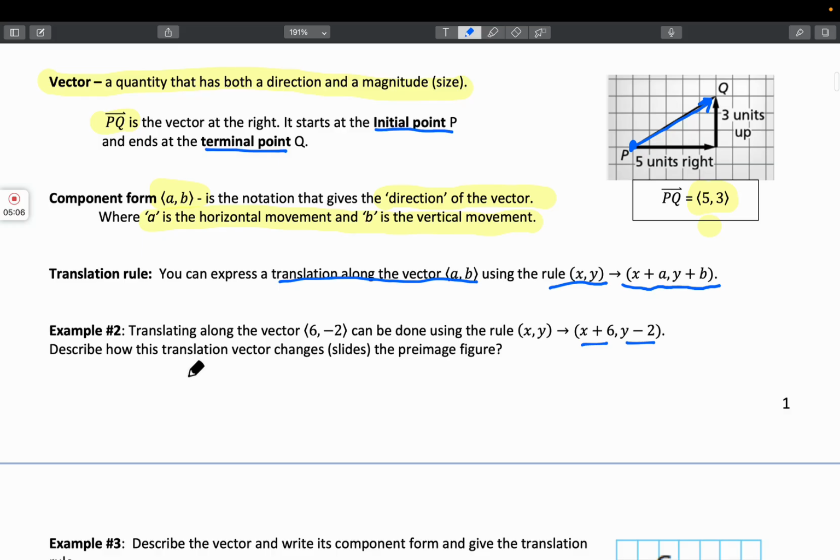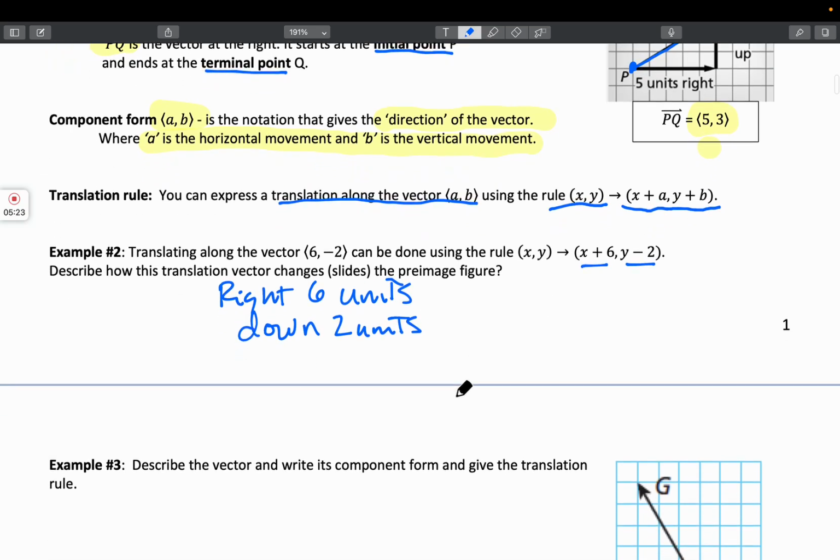So it says describe how this translation vector changes or slides a preimage. We would say right 6 units and down 2 units. All right, moving on now.